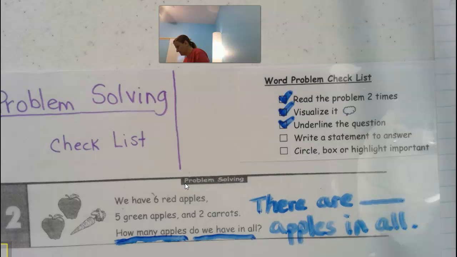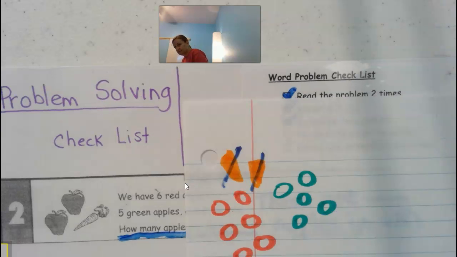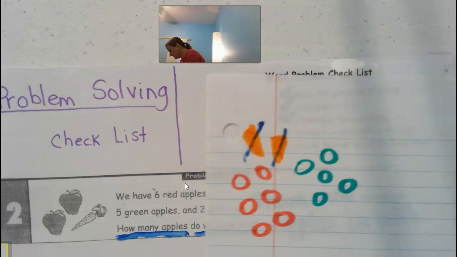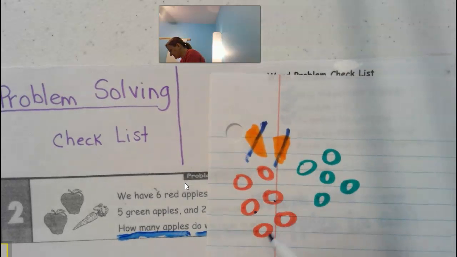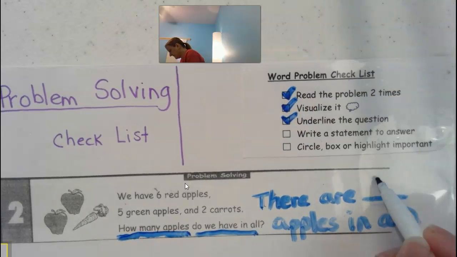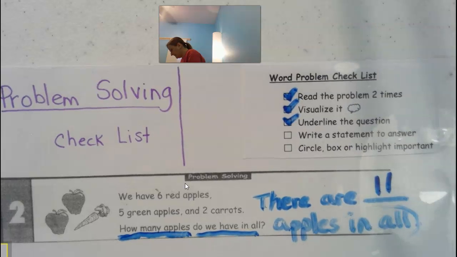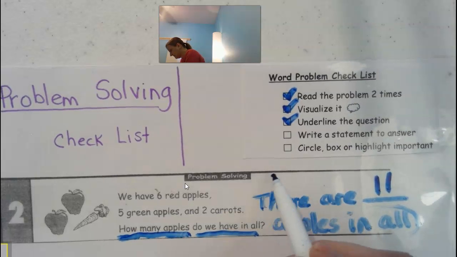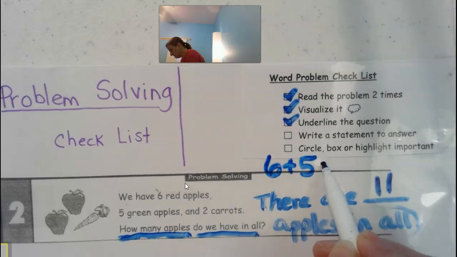So if I come back to the picture that I made, one of our strategies is to just count them up. 1, 2, 3, 4, 5, 6, 7, 8, 9, 10, 11. There are 11 apples in all. If I wrote a math problem, it would be 6 plus 5 equals 11.